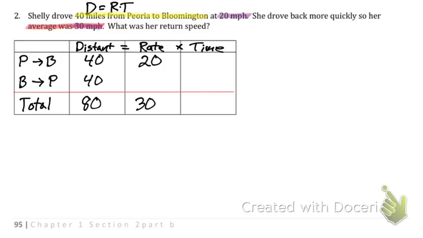So we know nothing about the return speed, or from Bloomington to Peoria. So we're going to put an x there.